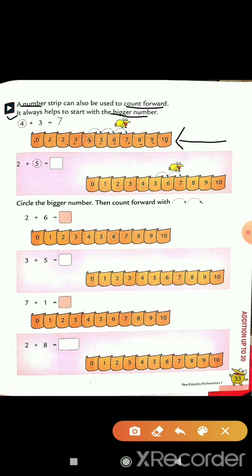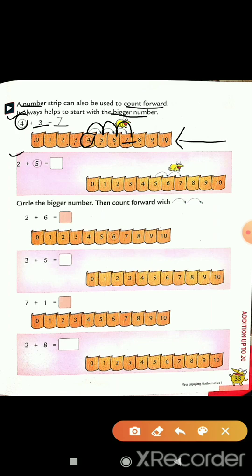First, 4 plus 3 is equals to dash. Which is the bigger number here? 4 or 3? 4. So first you need to circle the bigger number, that is 4. And in the number strip also you will start with 4. You have to add 3. So you will count forward 3 times. 1, 2, 3. What is the answer here? 7. So you will write 7. So 4 plus 3 is equals to 7.